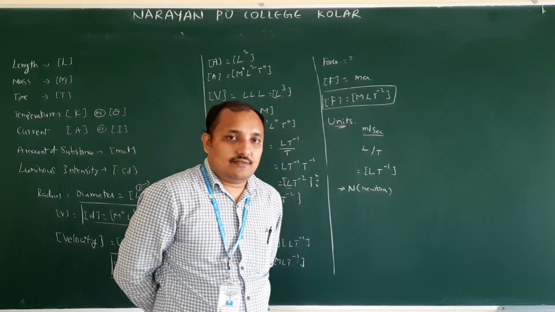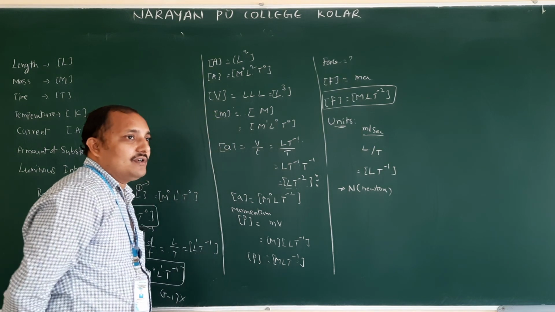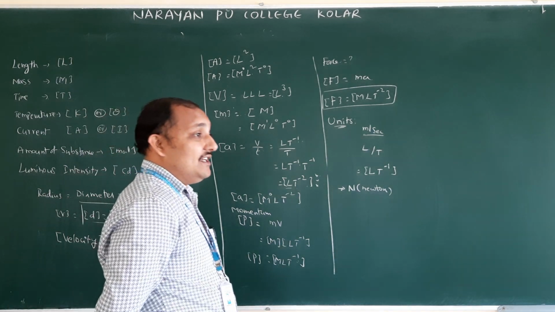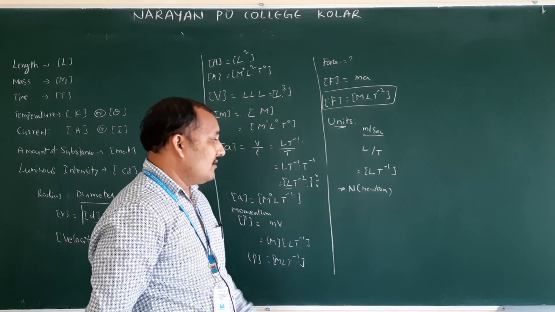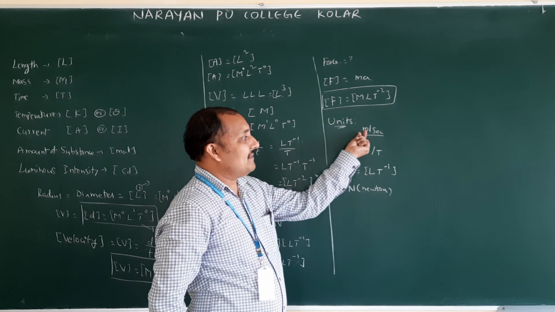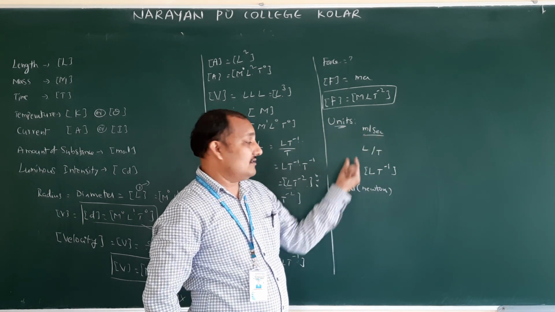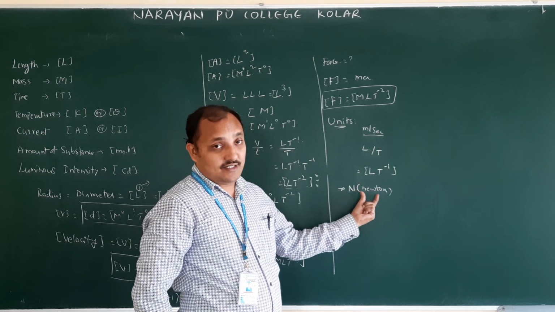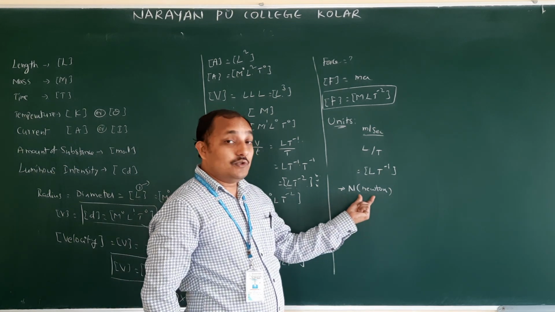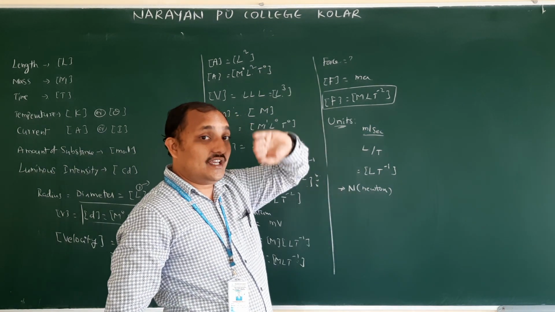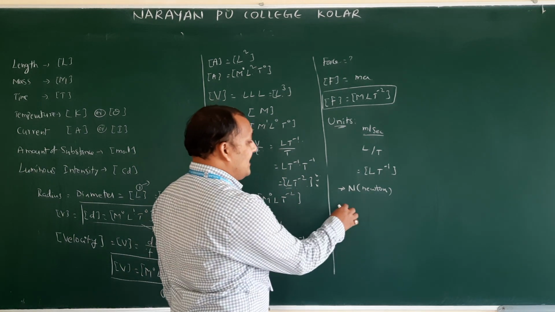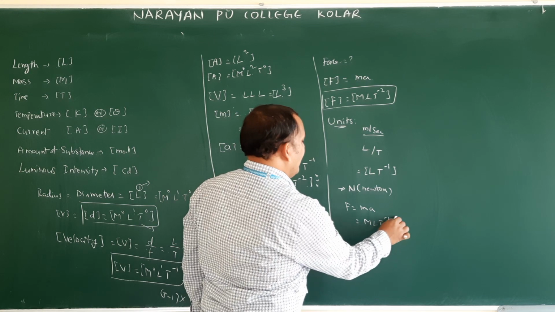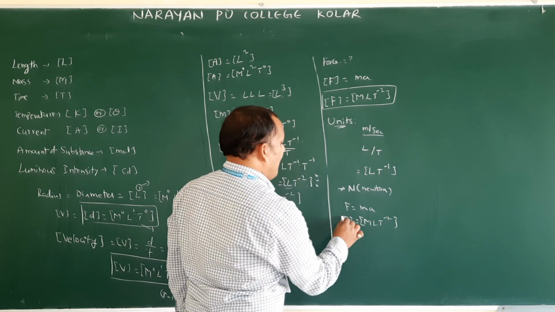So Newton is the unit, and you should work out which physical quantity it is for. Here, meter per second is directly given in terms of fundamental physical quantities, but Newton is not given in terms of fundamental quantities. Therefore, Newton is the unit for which physical quantity? Force. Force means F equal to ma. Again you will write m L t power minus 2.